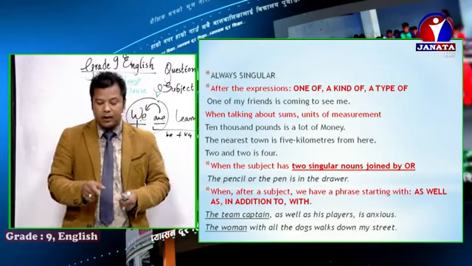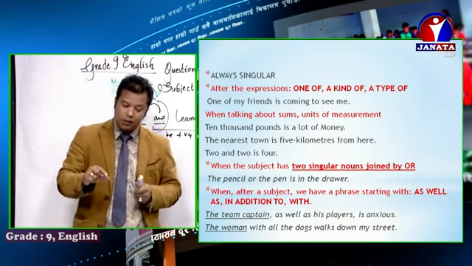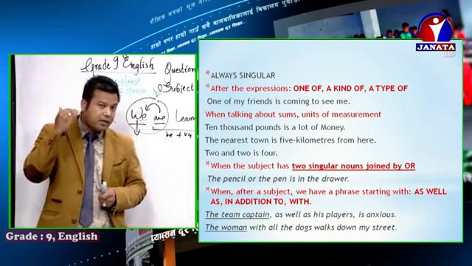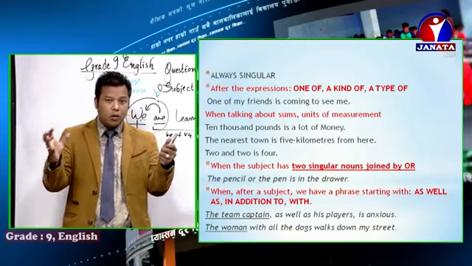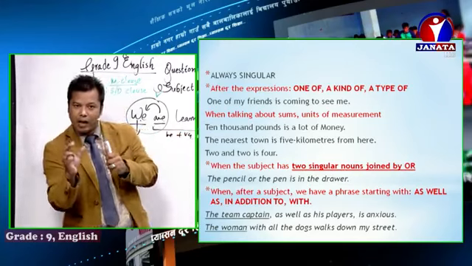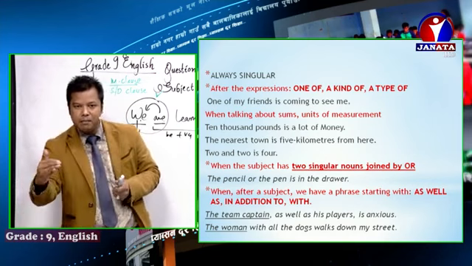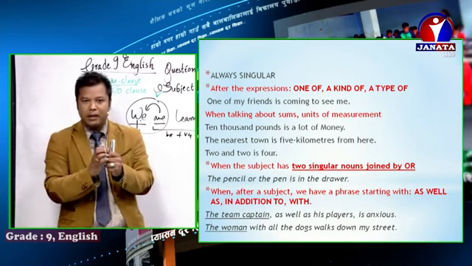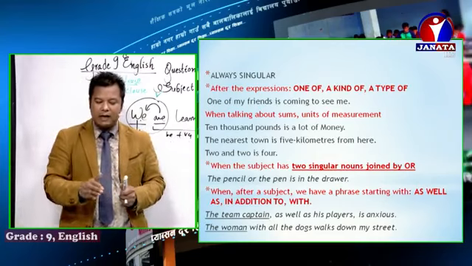When talking about sums, you need some measurement. This can be a little confusing, but you would know with this example. See, how do I understand the subject? When I say 10,000 pounds, it's the whole lot of money put in one lump sum amount. It's just one. So 10,000 pounds, 1 million pounds, 2 billion pounds, whatever you say, though it appears like plural, the concept is singular. The nearest town is 5 kilometers.